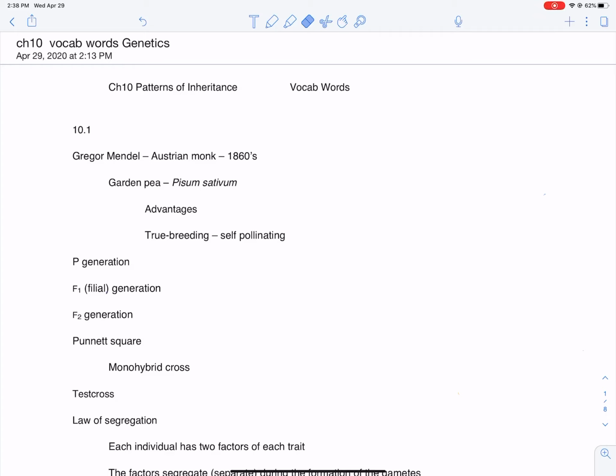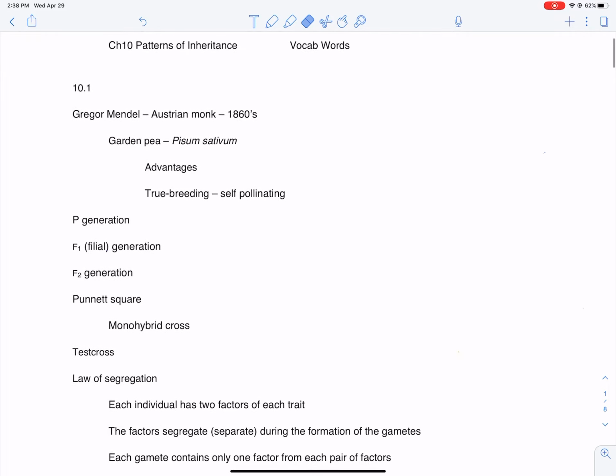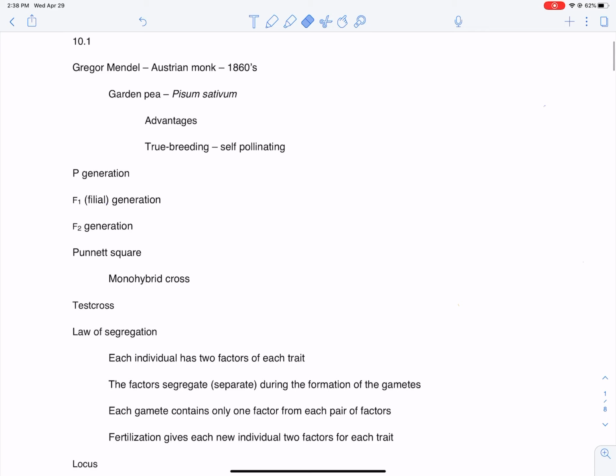Okay, class, it's an exciting day here today because we get to start a new chapter. Chapter 10, we're taking a look at genetics. We're taking a look at the patterns of inheritance here. And the person that's considered the father of genetics is Gregor Mendel.